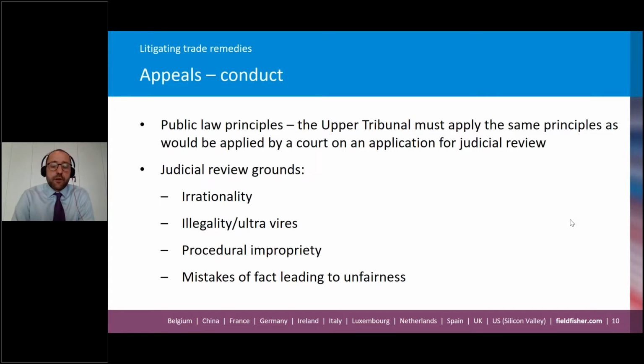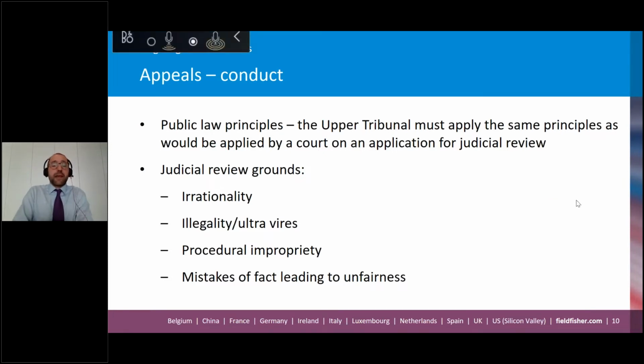Alternatively, it could be argued that the decision goes beyond the powers, ultra vires, of either the TRA or the Secretary of State, or that there's been some sort of procedural impropriety in the investigation which has led to the decision, or mistakes of fact that have led to some sort of unfairness. These are really important to understand because, as I say, appeals have to be made through these grounds, and Sarah will elaborate on these as her part of the talk.